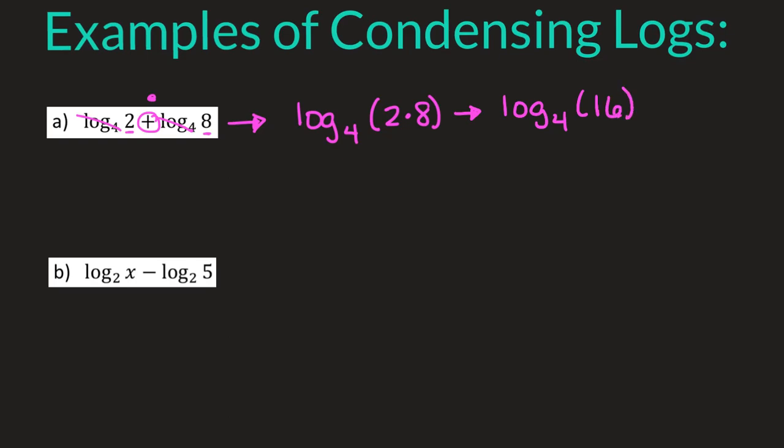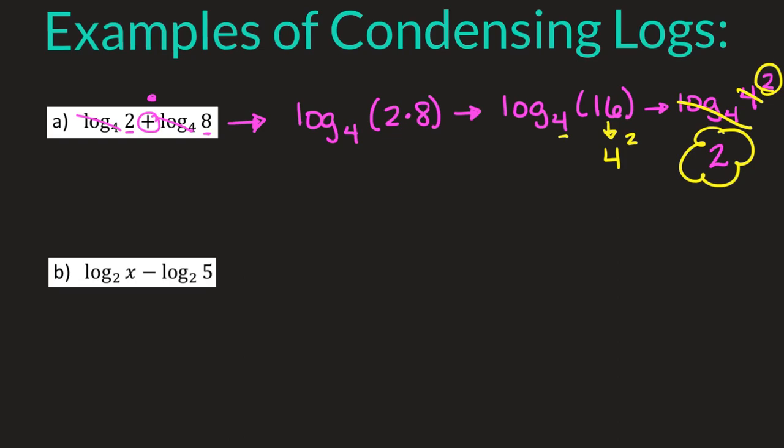To simplify, you can take a look at this 16. Can we simplify that to where we can have the same base as this 4? If we put 4 squared, that would give us the same thing. So we would have log base 4 of 4 squared. That means that the log base 4 and 4 cancel, leaving me with this 2. So our final answer would be 2.